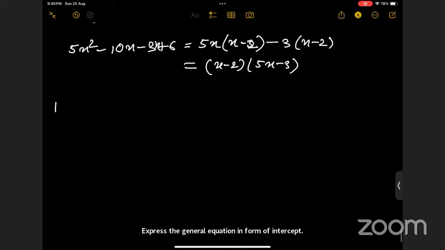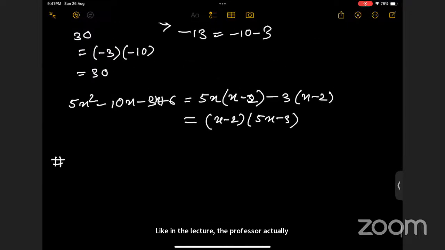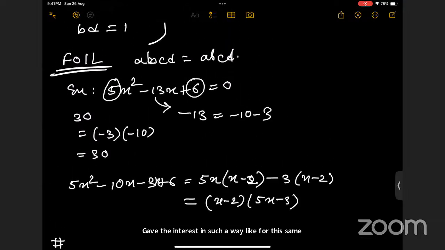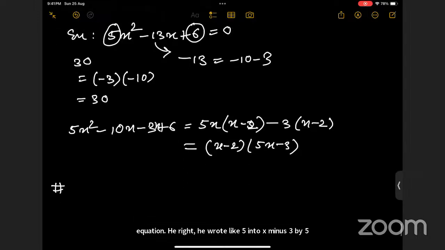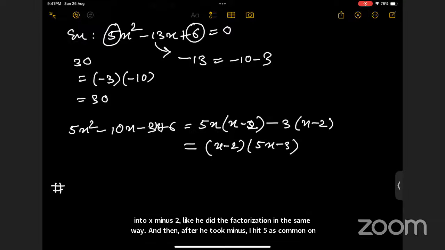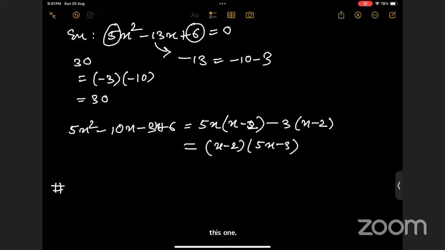So there was another method. Like in the lecture, the professor actually gave the intercept form in such a way, like for this same equation, he wrote 5 into x minus 3 by 5 into x minus 2. Like he did the factorization in the same way, and thereafter he took 5 as common from this one to represent it as intercept form. See, you can do it any way you like, but finally you will get this factor. The factor is the same, right?